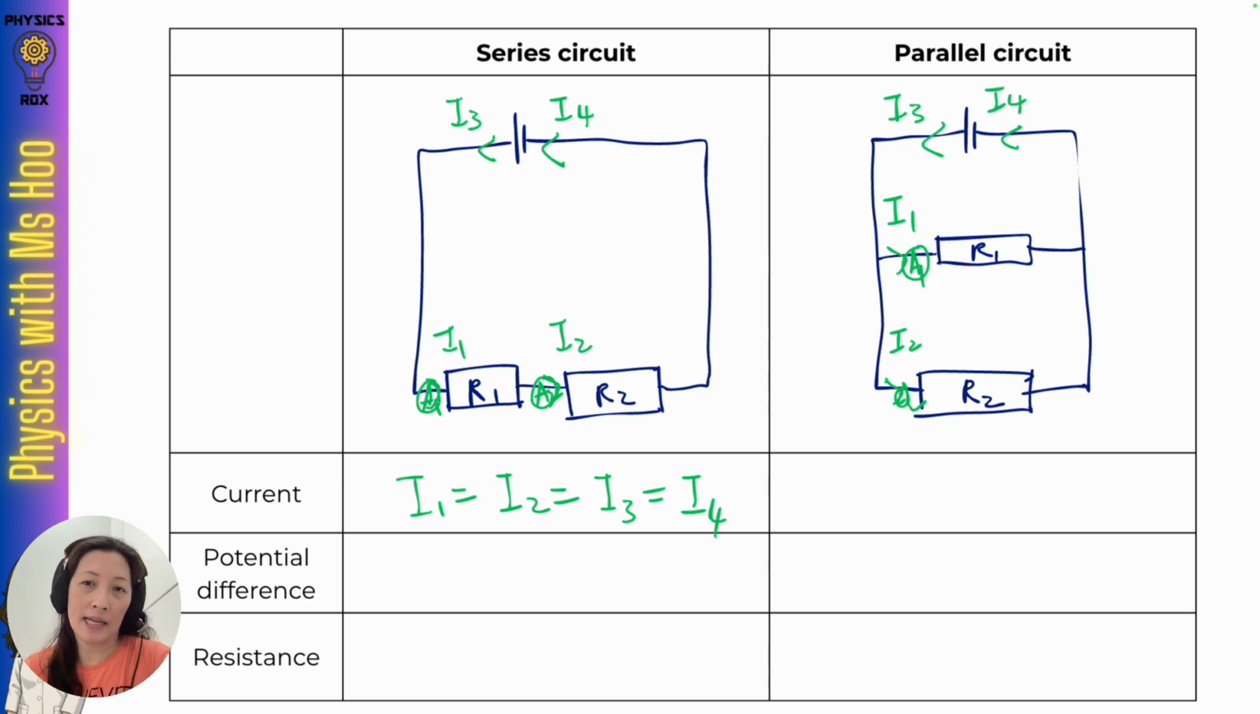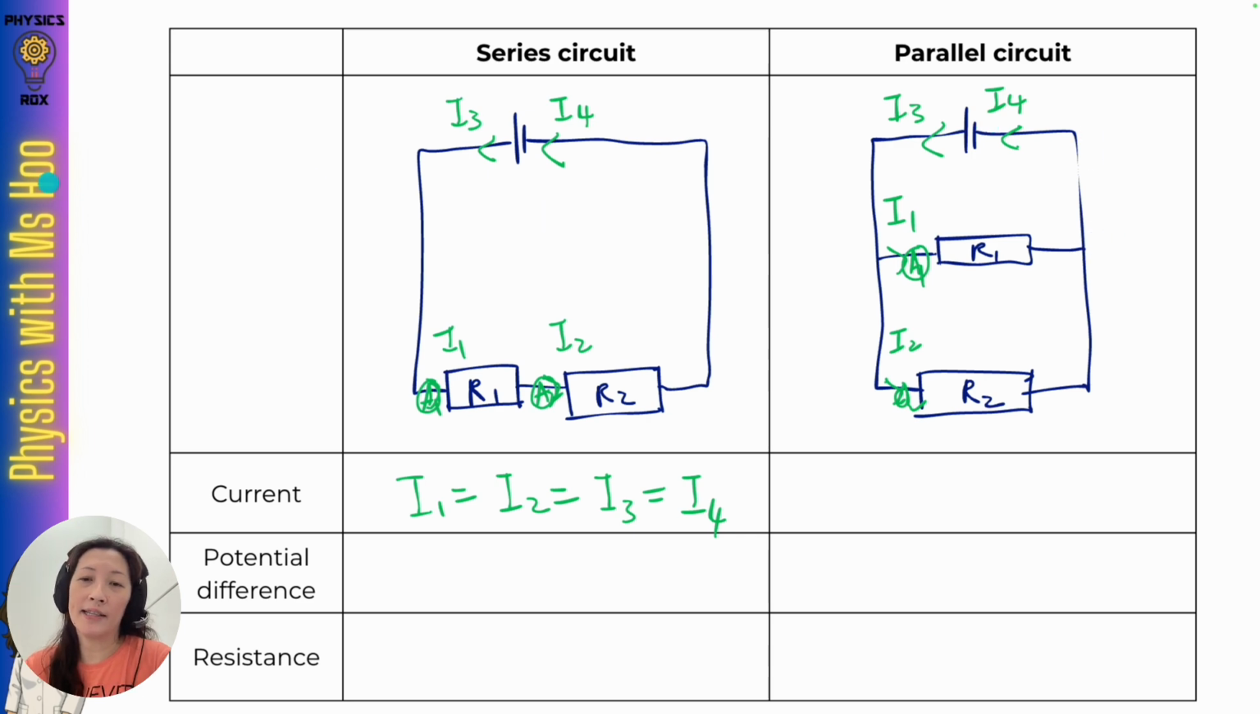Now for the parallel circuit, it's different because there are branches, right? You can see that current flows out from the cell. When it gets to this junction here, it's going to split into two branches. And then after that, when it comes back to the other side, it's going to rejoin at this junction before flowing back into the terminal.